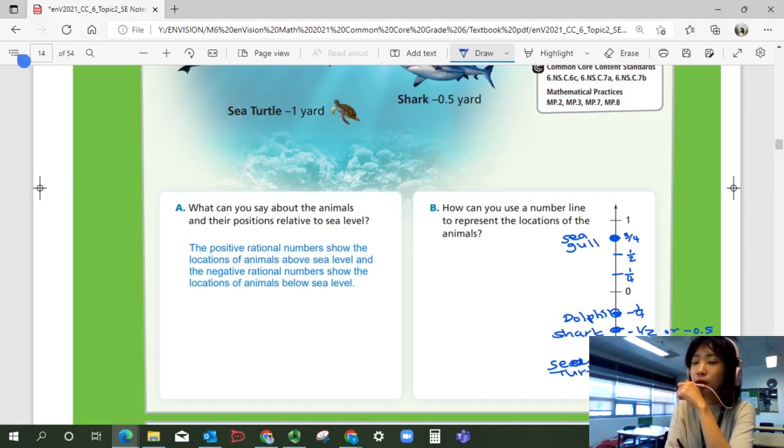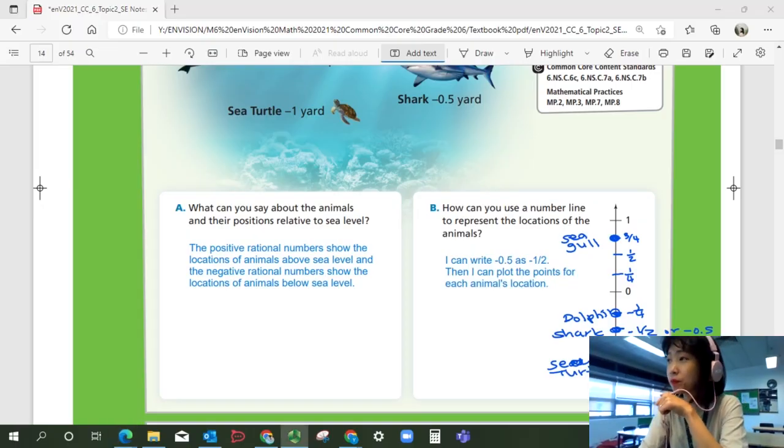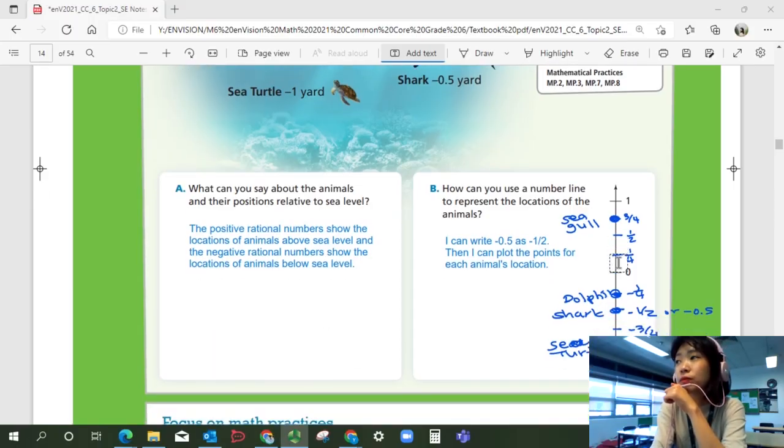Okay. So looking at that, you can write -0.5 as -1/2, and then you plot the points for each animal's location. Okay? All right, so if you have rational numbers, you might have to compare them with the integers to see where they exactly lie on the number line.